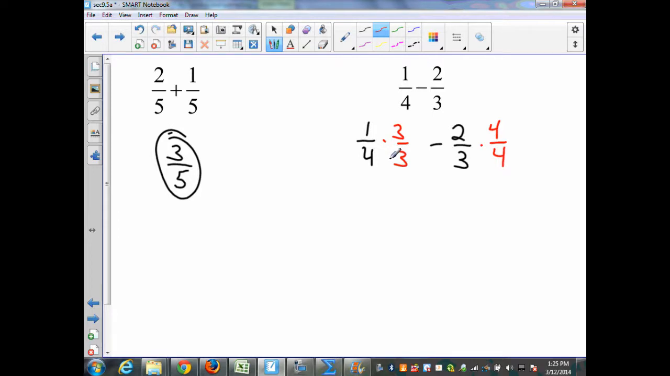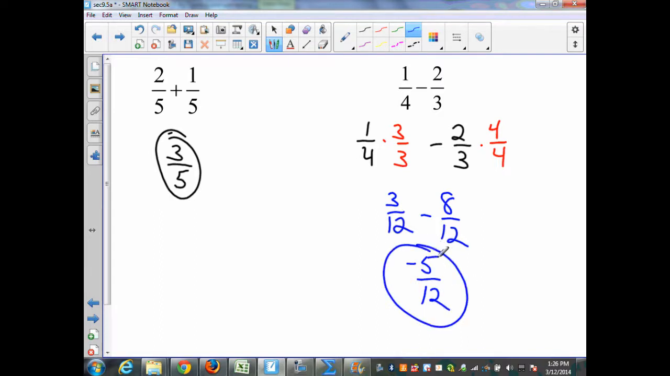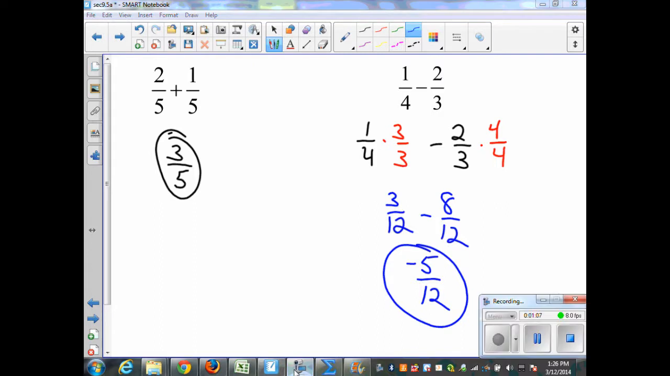And when I multiply, that's going to give me 3/12 minus 8/12. Now I perform the operation. 3 minus 8 is going to give me a negative 5/12. I check to see if I can simplify, and since I can't, that is my solution, a negative 5/12.